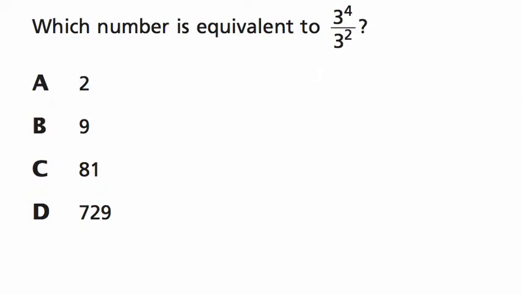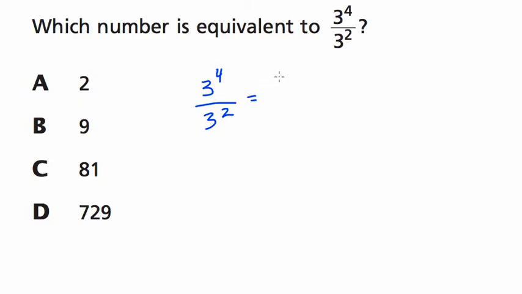Okay, so they want to know what number is equivalent to 3 to the 4th divided by 3 to the 2nd. That's what this is telling us to do, to divide these two numbers, right? A fraction means division. So I'm just going to set this up so we can take a look at patterns here. We have 3 to the 4th divided by 3 squared. We want to know what does this equal. And there's a couple of ways to do this.